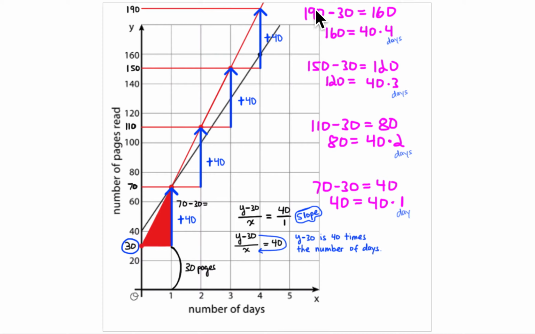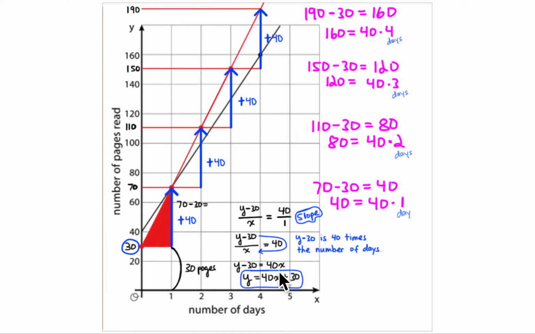So if you're given the number of pages, how many days did it take her to get that far? Just take the 190 pages, subtract the 30-page head start. What's left, you divide by 40, because she read 40 pages each day. 160 divided by 40 is 4. 120 divided by 40 is 3. 80 divided by 40 is 2. And 40 divided by 40 is 1. So y minus 30 is equal to 40 times the number of days.